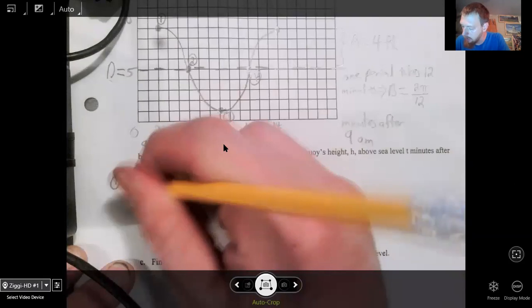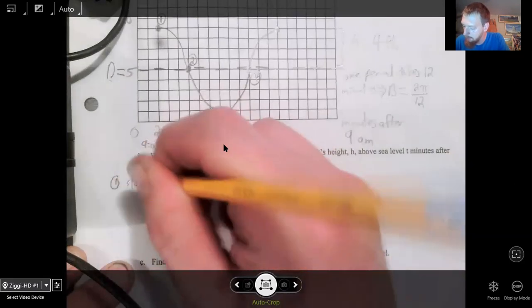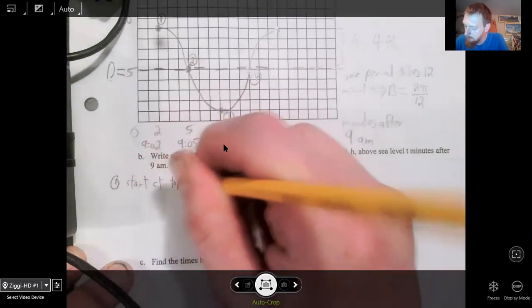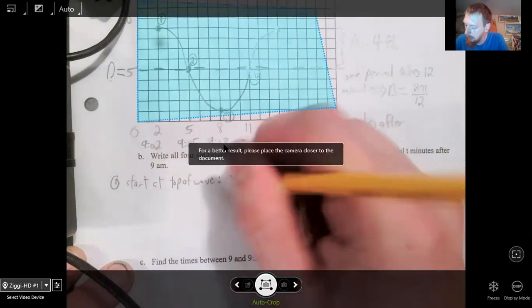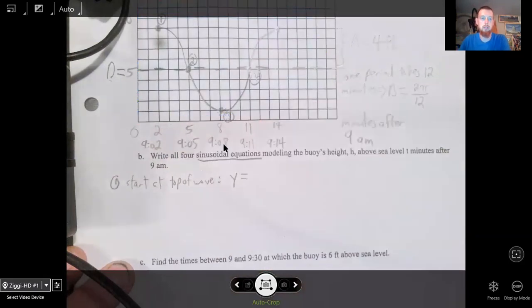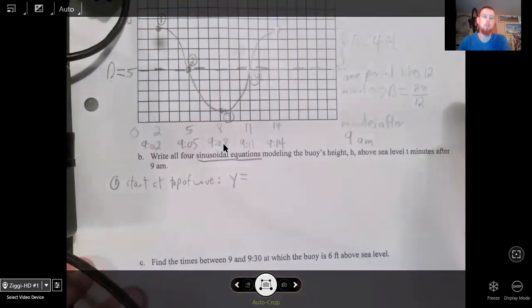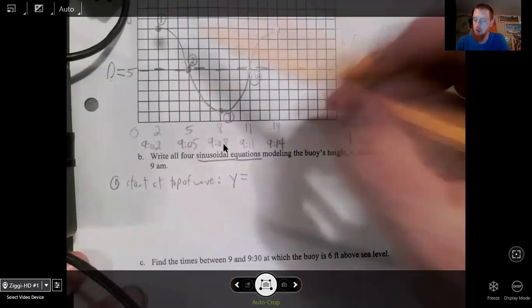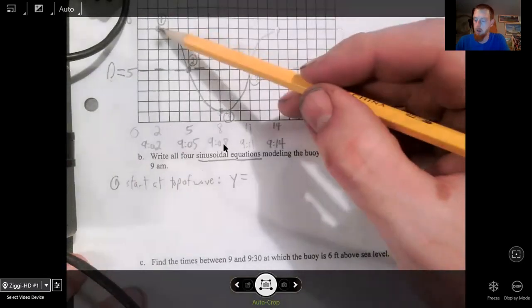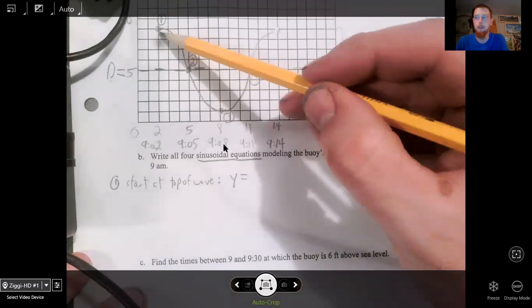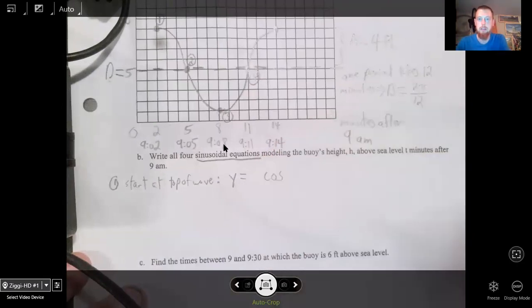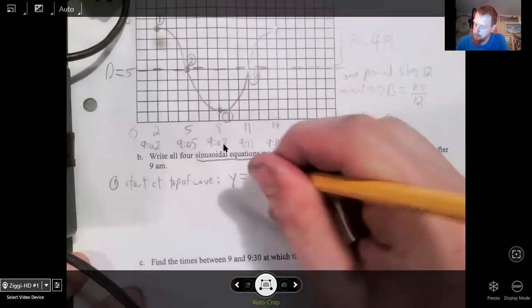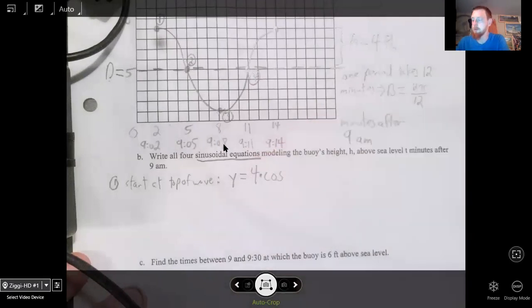If we start at the top of the wave, so that's looking a lot like which type of function? Does that look more like a cosine function or more like a sine function? Well, cosine was the one that started above the line of symmetry, right? So we would want to use a cosine function to model that. But since the amplitude is 4, we want to do 4 times the cosine.